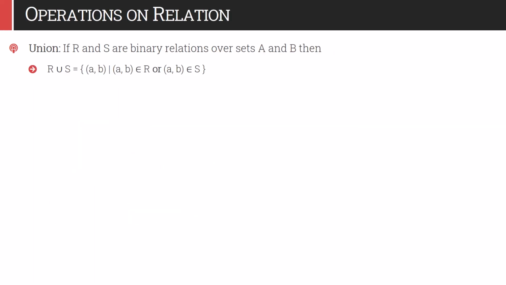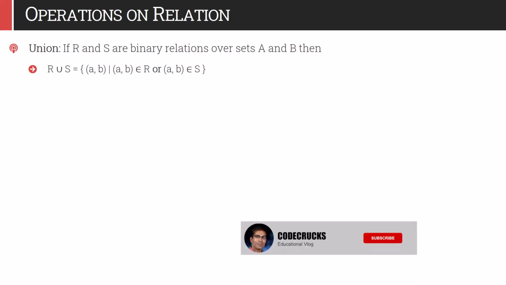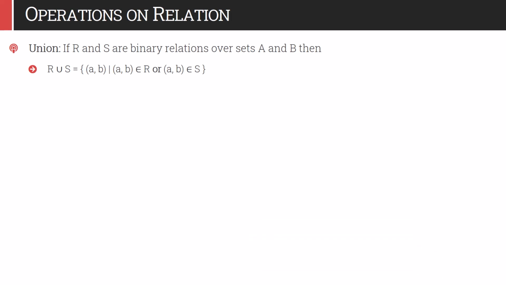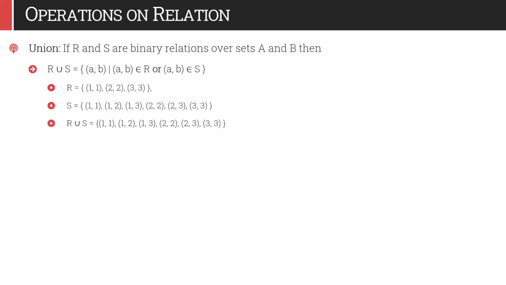Consider relations R and S, which are binary relations defined over sets A and B. The union of R and S we can define mathematically as R union S equal to the pairs (a, b), where (a, b) should be present either in R or in S. So the concept is just like a set union operation. If relation R is {(1,1), (2,2), (3,3)} and relation S is {(1,1), (1,2), (1,3), (2,2), (2,3), (3,3)}, then R union S would be the union of all the elements of R and S.